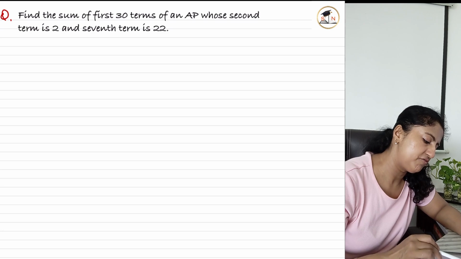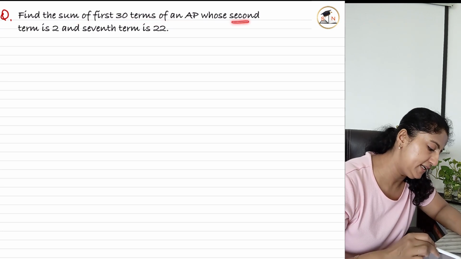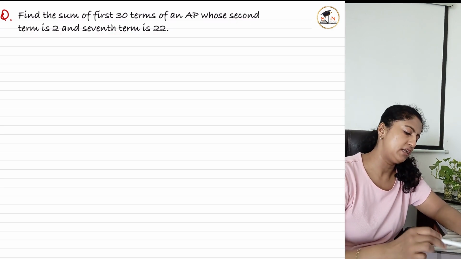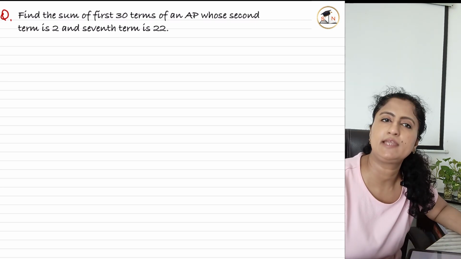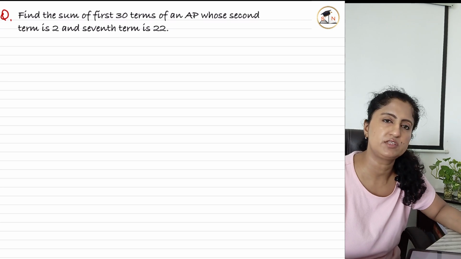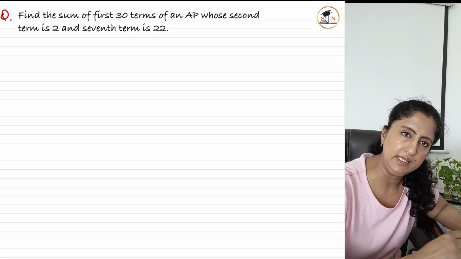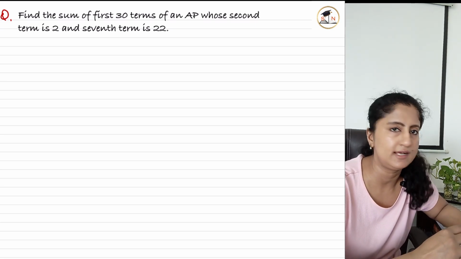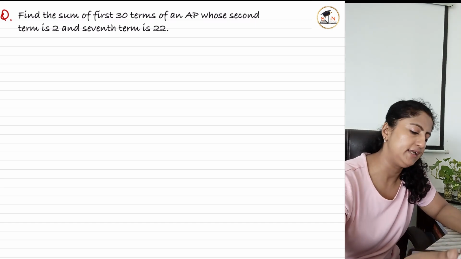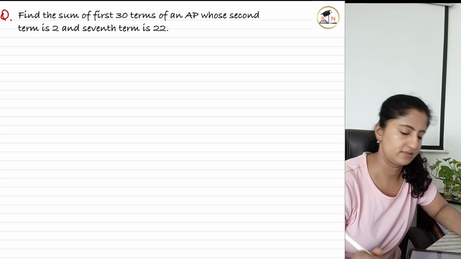The question says, find the sum of first 30 terms of an AP whose second term is 2 and seventh term is 22. Now, over here, you are not given an AP, but you are given two values, second term and seventh term. That means we neither have our A, we neither have our D, but we have only N as 30. So we need to find A and D first, right? And how do we do that? We will use the relation of N in this case.